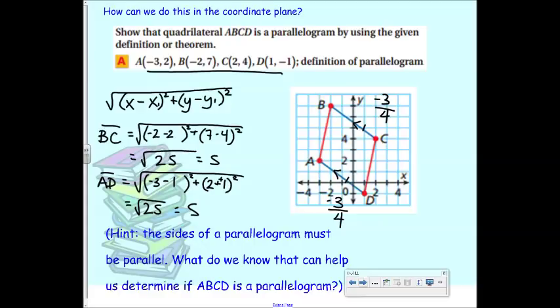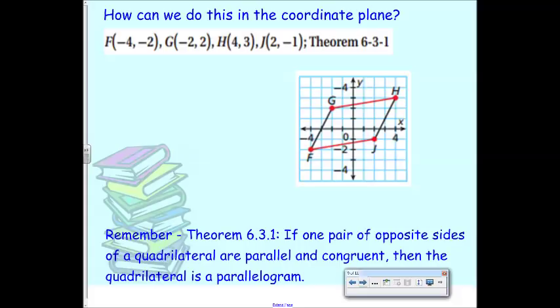Okay, they both should have been what? They should have both been 5. All right, so that means the square root of 25, which is 5. All right, which proves that BC is parallel to AD and BC is congruent to AD. Therefore, is this a parallelogram? Yes. Good.